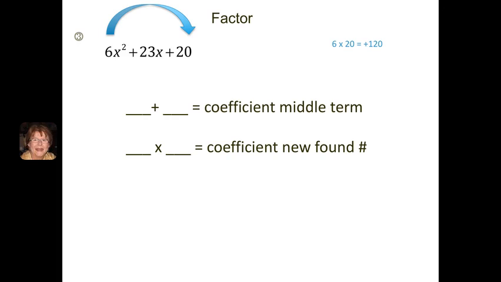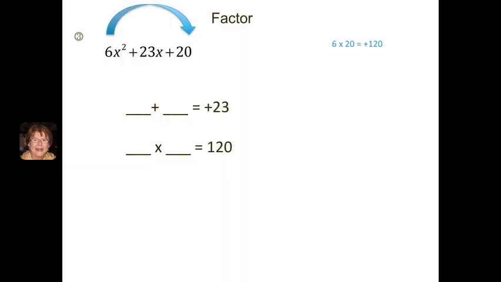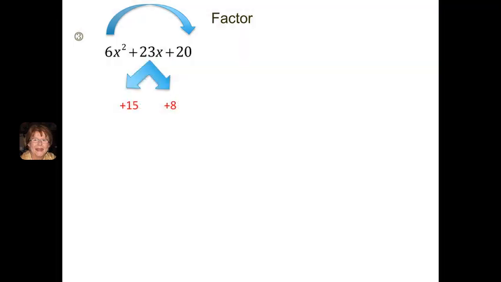That is to look for two numbers that when added give you the coefficient of the middle term, which is 23, and when multiplied give you that newfound number, which is 120. Did you use your calculator in order to find the two numbers? Did you get that the two numbers were positive 15 and positive 8? What do you do with those two numbers? You're going to decompose the middle term.